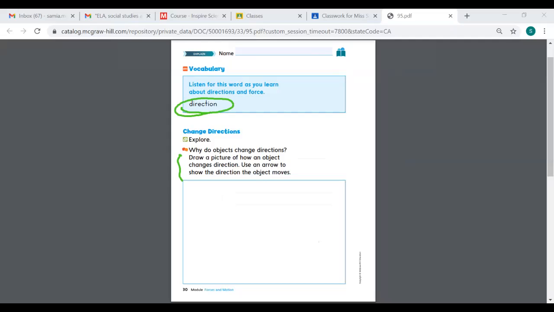You're going to draw a picture of how an object changes direction. Use an arrow to show the direction the object moves. So I want you to draw an object, anything, and you're going to show how that object changes direction. You're going to use arrows to show that. Draw any object you want, and I just want you to show me how that object moves, how it changes direction.